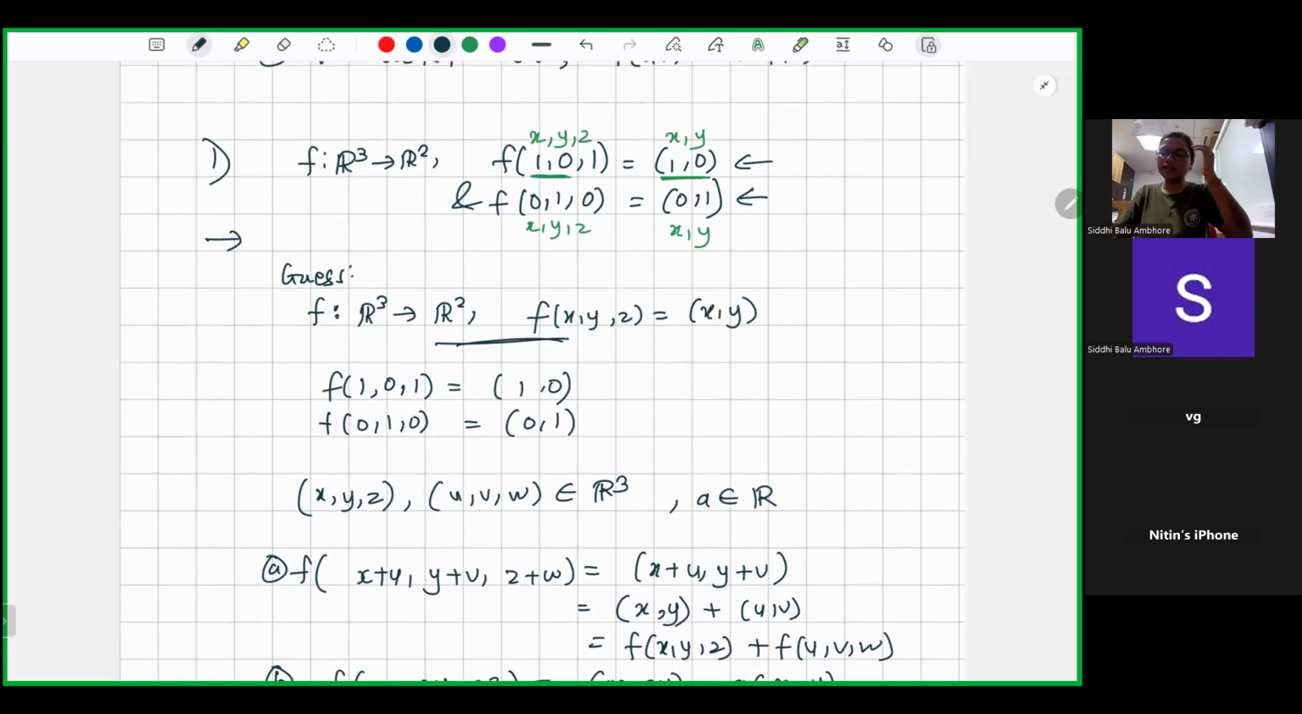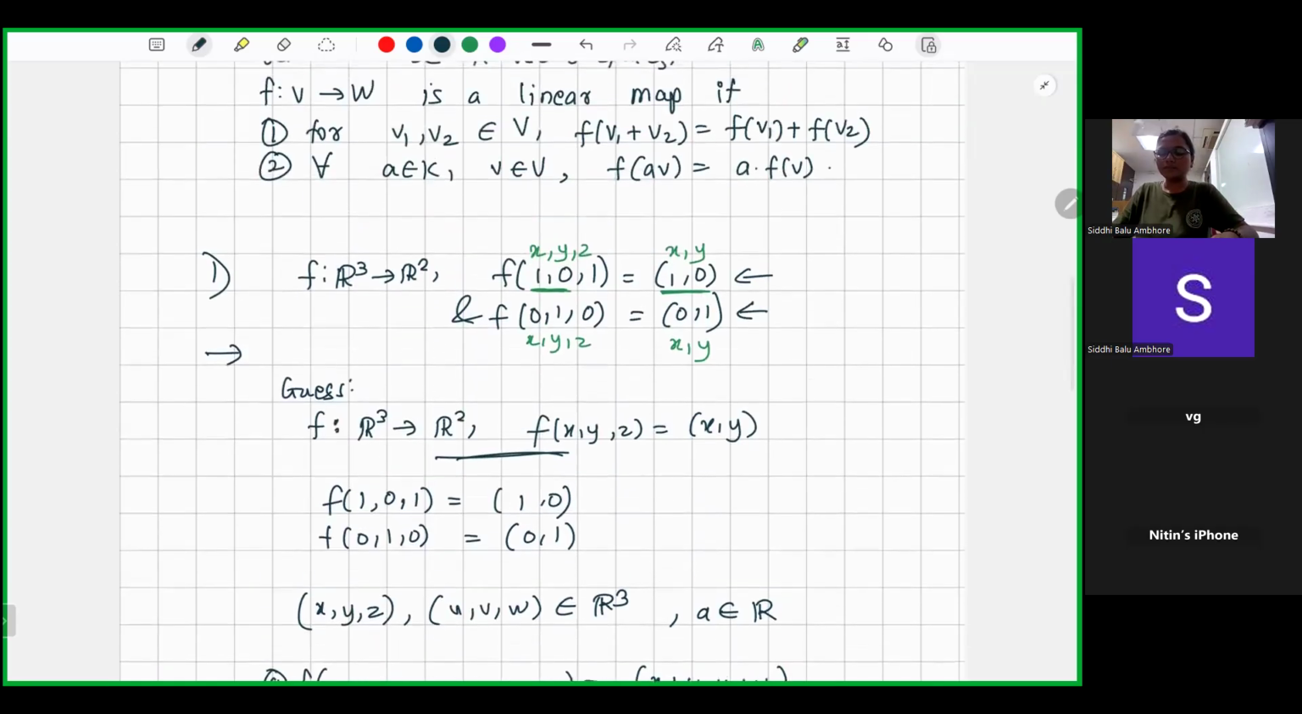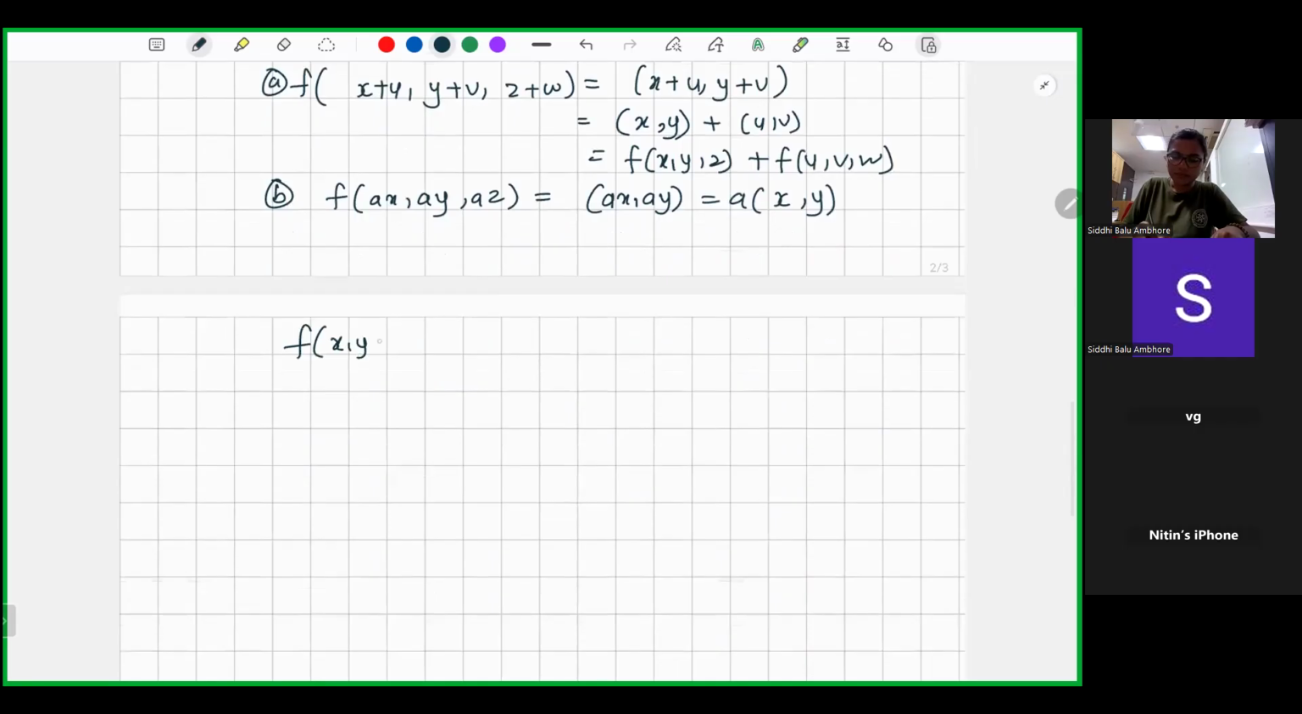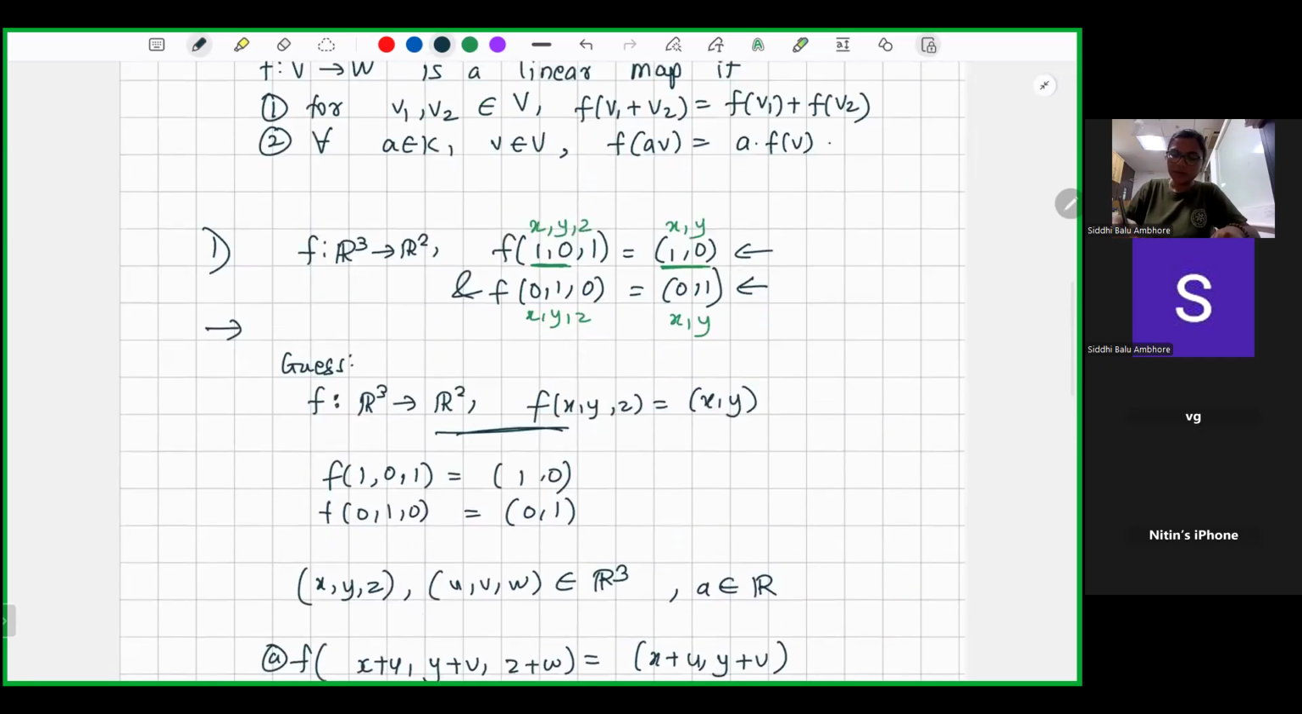But this is not the only map which will give us this property. For example, you can also define F of (x, y, z), because if I call this (x, y, z), then this is also (z, y), right?